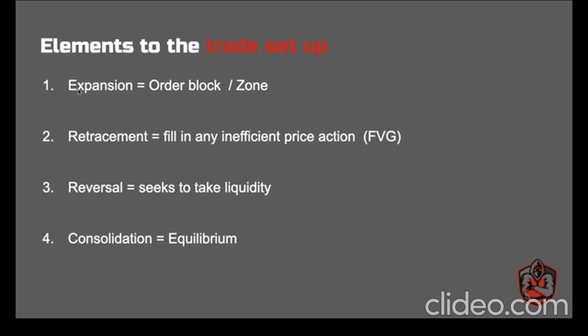When there's an expansion, you'll notice an order block or a zone is left behind. When price is retracing, it is usually retracing to fill in any inefficient price action, and when price reverses, it usually seeks to take out any liquidity, right? And then consolidation, just write equilibrium. That's not really that important, but these are the 3 most important points I want you guys to note down. Now let's get straight into it.